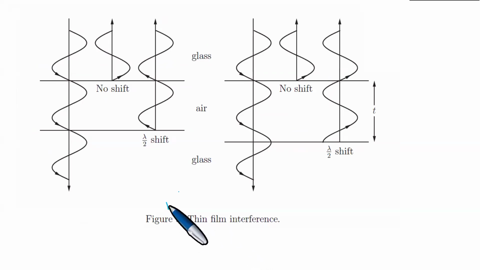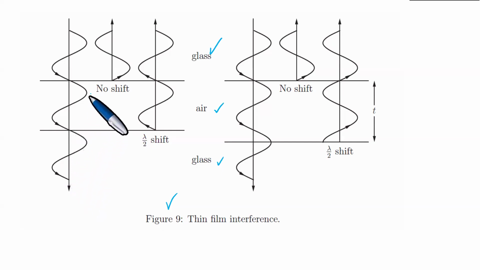In view of figure 9 here, we are looking at thin film interference, and we're looking at the shift. If you are looking at glass, air, and then glass, and there is a light wave traveling this way, this is the direction of propagation. It goes from glass to air and then to glass again.